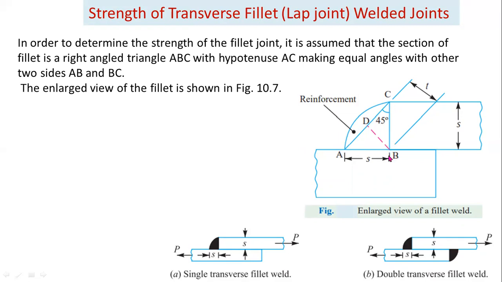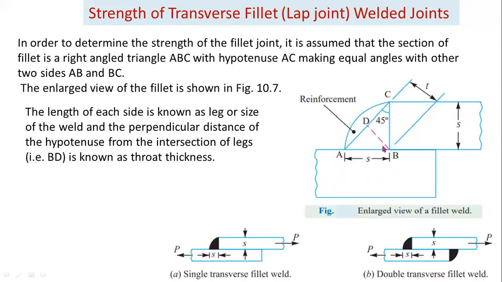So here the angle at corner A is 45 degrees and the angle at corner C is 45 degrees. Here the angle at corner B is 90 degrees. So this one is the reinforcement.